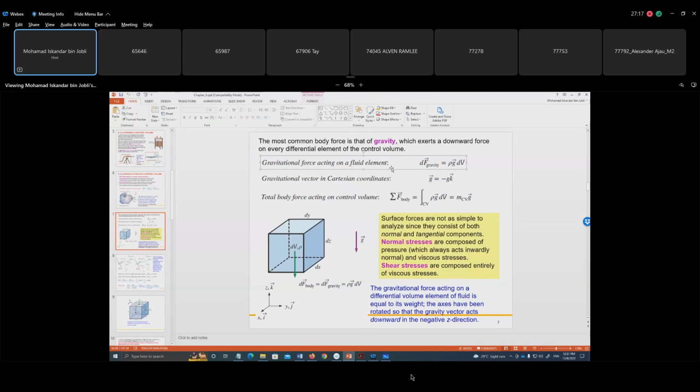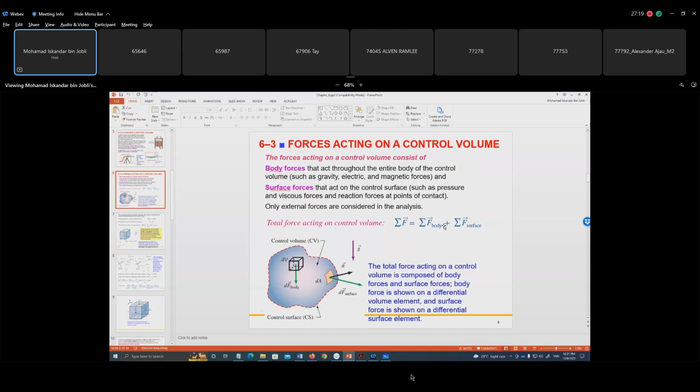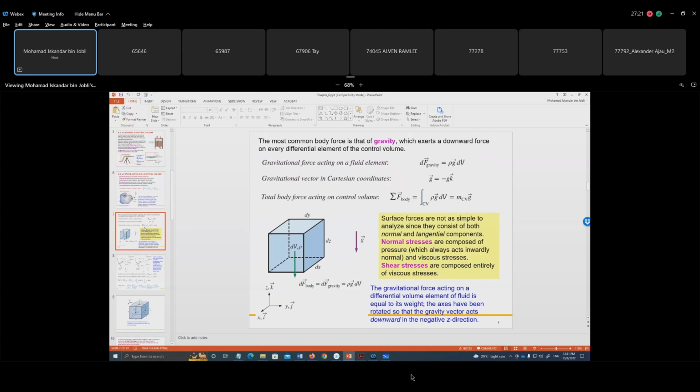So if we talk about the force acting on the body, it's just gravity. The most common body force is gravity, which exerts a downward force. It pulls the body downwards. In every differential element, which is just the body itself, of a control volume, there is a gravitational force acting on the fluid element. This is the equation of gravity.